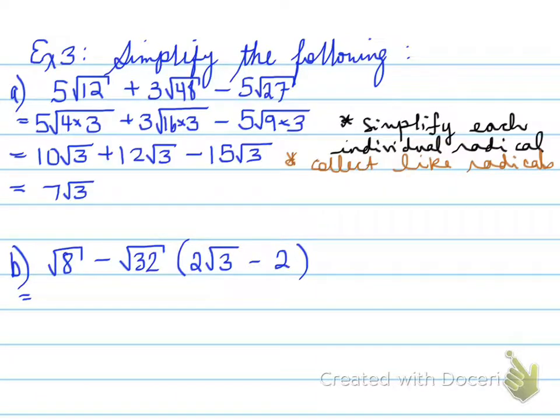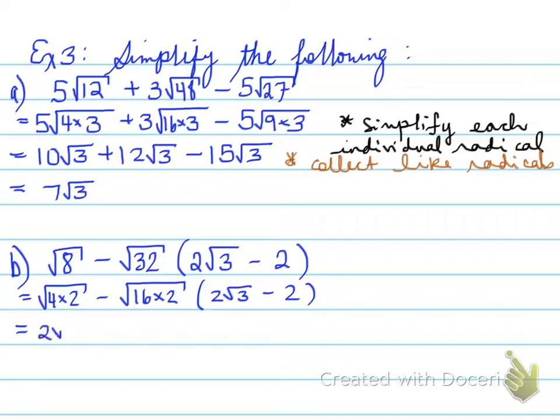Before we do any of that though, we want to simplify. Root 8 is root 4 times 2. Root 32 is root 16 times 2. And then inside the bracket, those were already simplified. So we have 2 root 2 plus 4 root 2 times what's inside the bracket.